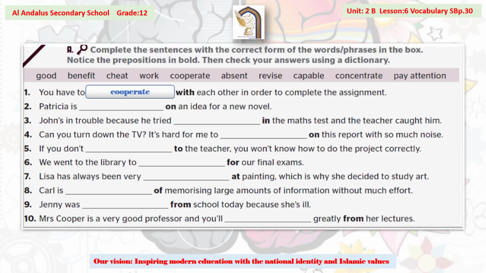Number 2: Patricia is on an idea for a new novel. That's right, Patricia is working on an idea for a new novel. Number 3: John is in trouble because he tried in the math test and the teacher caught him. What wrong thing did John do? He tried to cheat in the math test. This is a good answer.